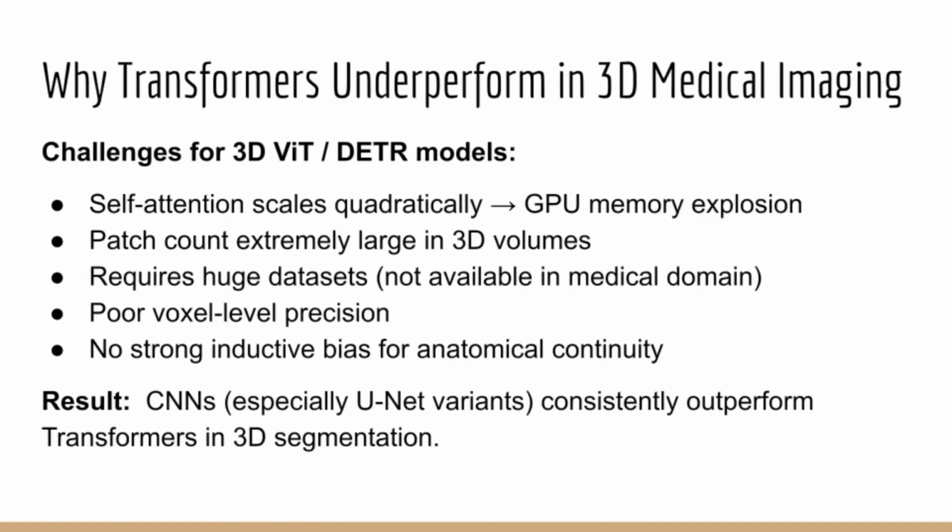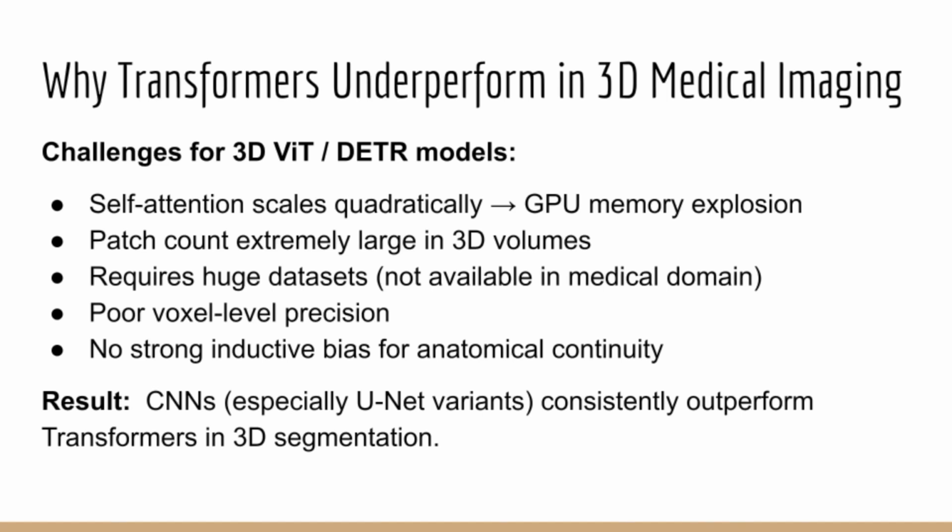Why emphasize the 3D CNN? Because transformers underperform in 3D medical imaging. There are two reasons. The first is computation and memory. The self-attention calculation is quadratic. In huge 3D volumes, the patch count explodes, immediately causing GPU memory explosion and making training infeasible.